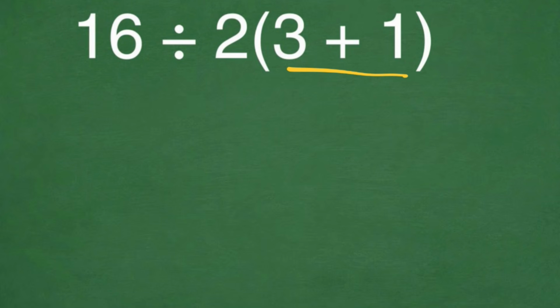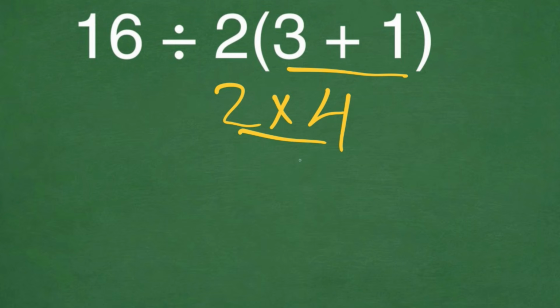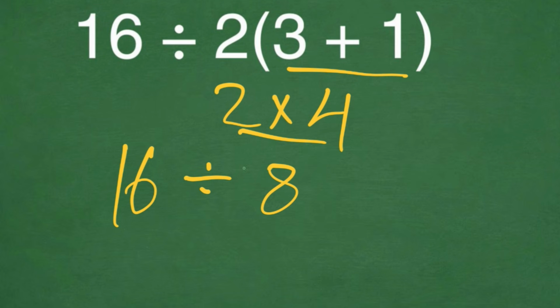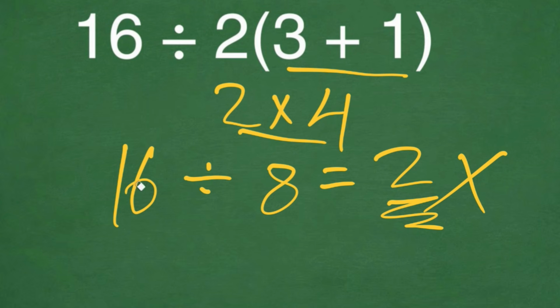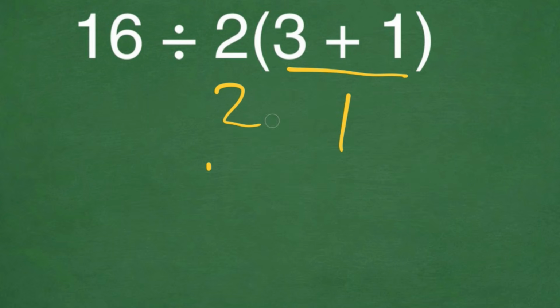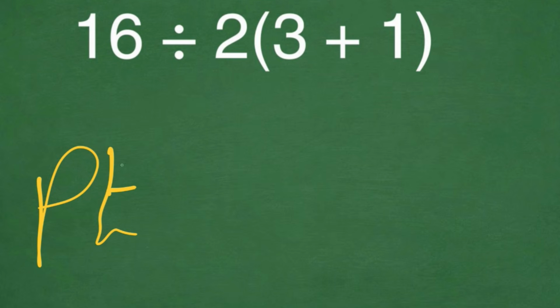3 plus 1 gives us 4, and 2 times 4 gives us 8, and 16 divided by 8 is equal to 2. But this answer is not correct because according to the order of operation, PEMDAS, which I will write here.